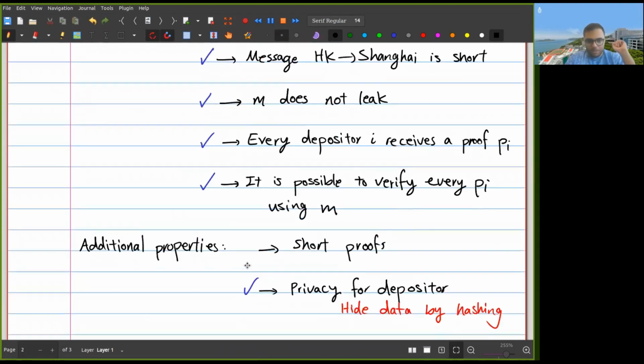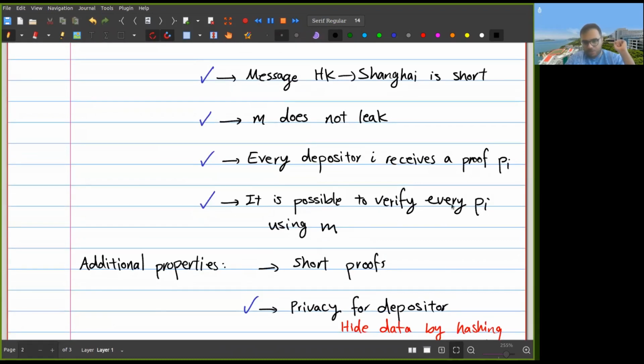Okay, so it is possible to verify every proof using M, but it's also impossible to verify it without M. So we have this additional property now as well. If you agree that log n is short enough, it's actually possible to have even shorter proofs than this. But for now, we are happy with this. So I have a proof of logarithmic length.